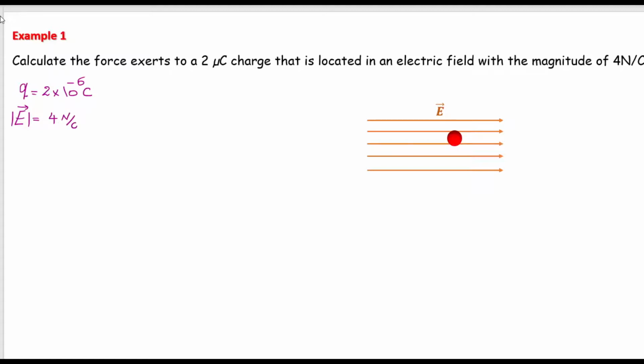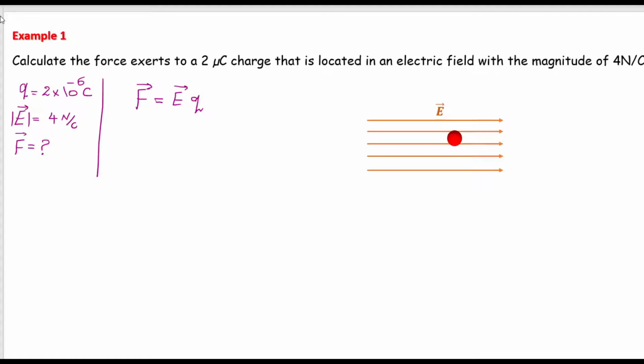And we are looking for force. How much is that force? So force is a vector, and as you watched in my previous videos, for calculating a vector, you have to calculate both magnitude and direction. Otherwise, your solution is not complete. So which formula am I going to use? It is F equals E, electric field, times Q.